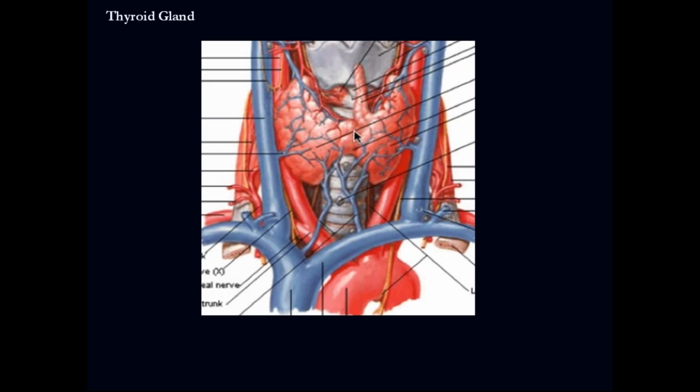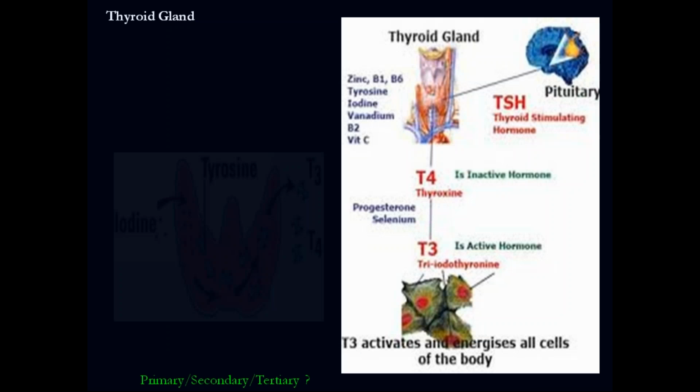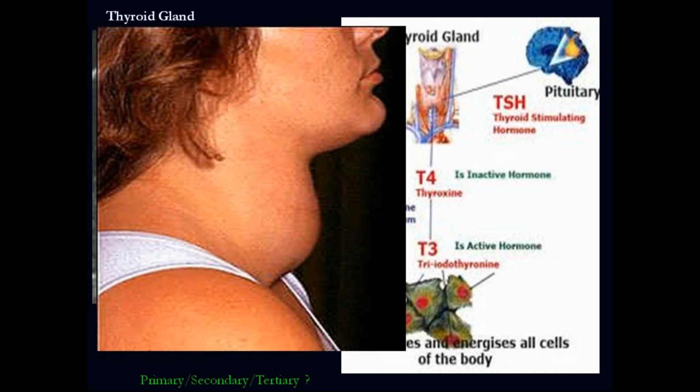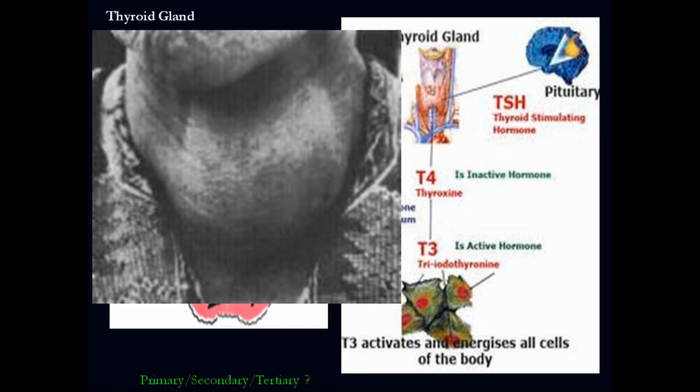So here we have the relationship of the thyroid gland with different organs. You can see different structures, and you can see the blood supply. This is an endocrine gland. Okay, so here let's talk about what we call goiter.